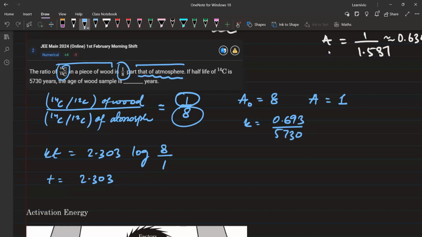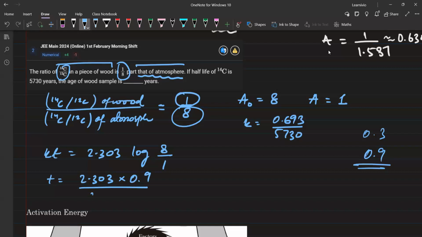Log of 8: 4 is power 2, so 8 is 2 to the power 3, so 3 into log 2. What's the value of log 2? 0.3. So 3 into 0.3 will be 0.9. Okay, so 2.303 into 0.9.